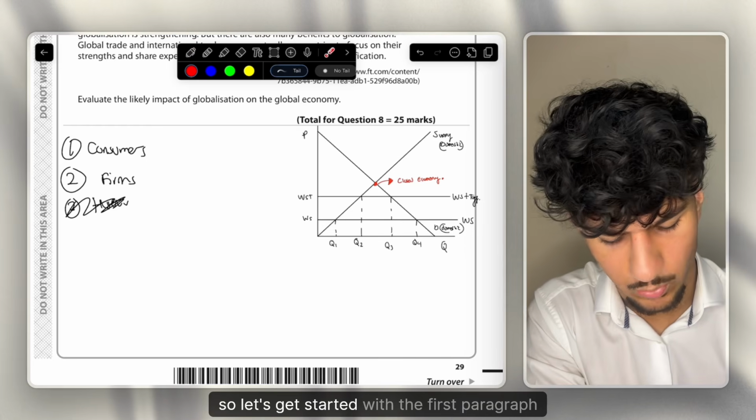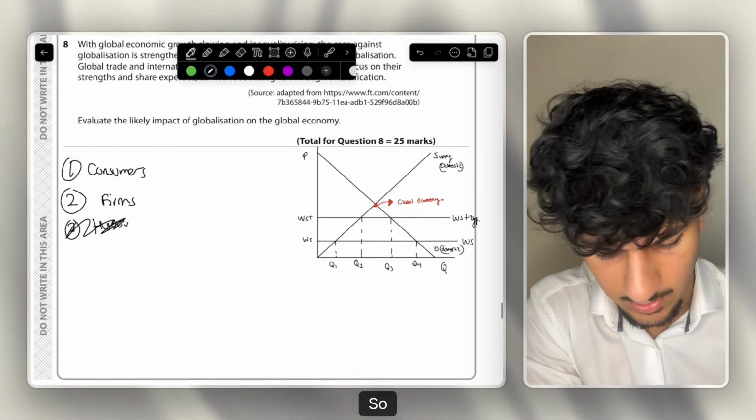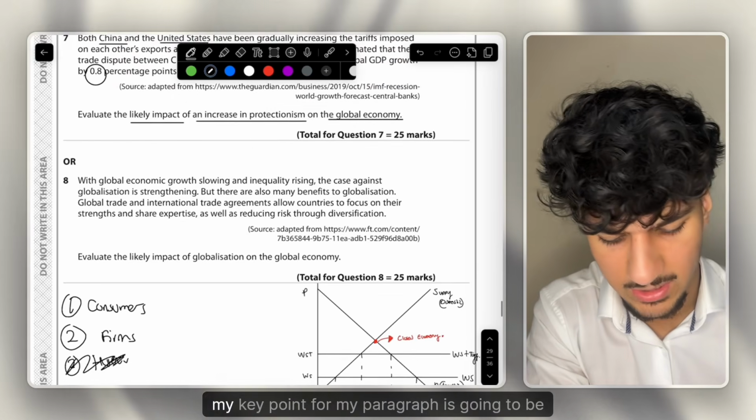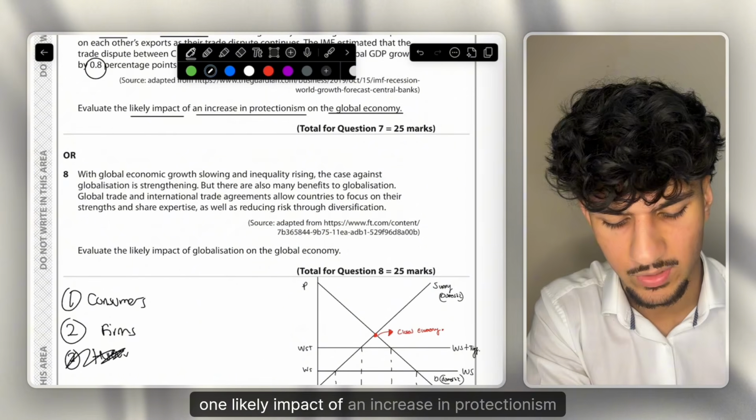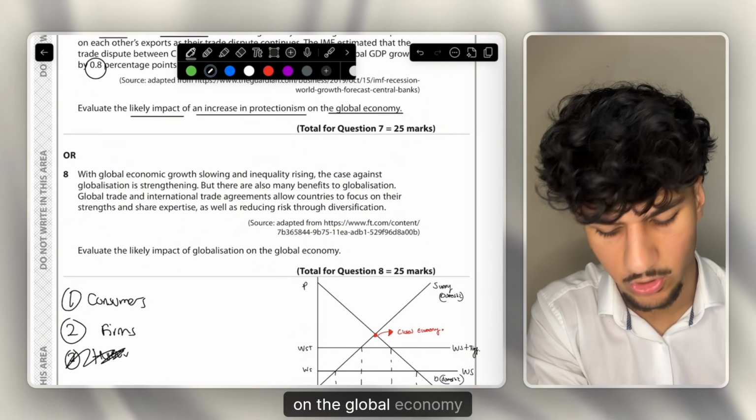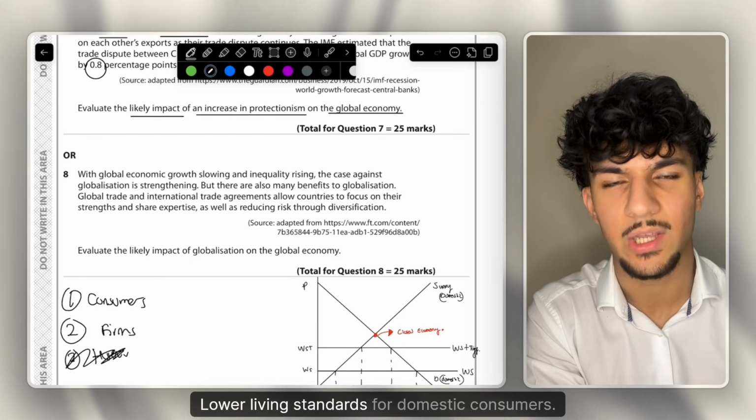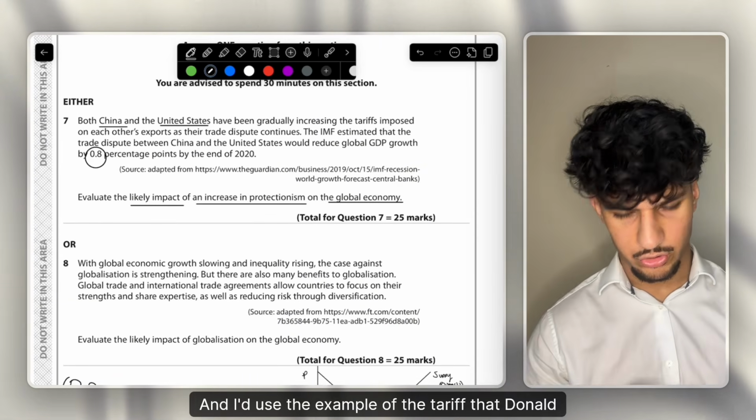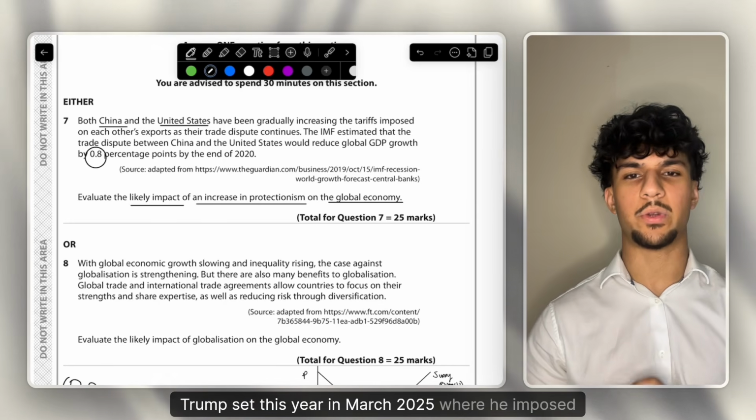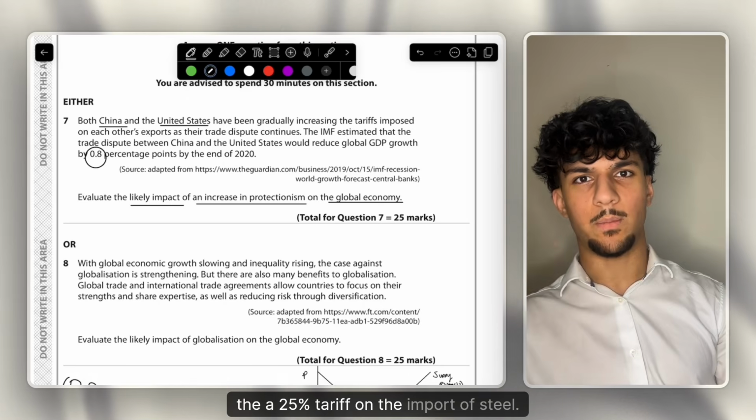Okay, so let's get started with the first paragraph, which I'm going to do, of course, on consumers. So my key point for my paragraph is going to be: one likely impact of an increase in protectionism on the global economy will be lower living standards for domestic consumers. And I'd use the example of the tariff that Donald Trump set this year in March 2025, where he imposed a 25% tariff on the import of steel.